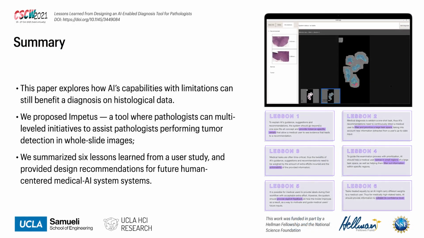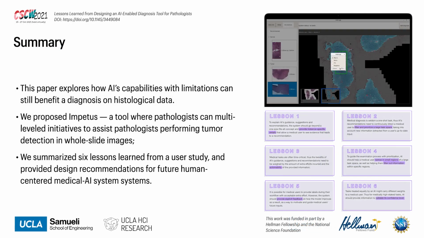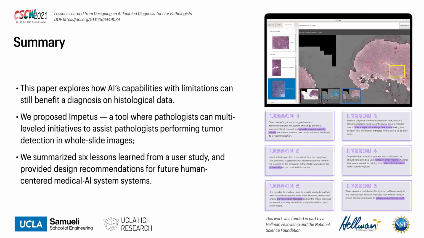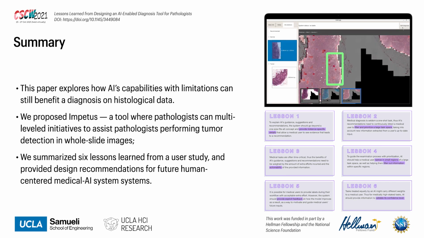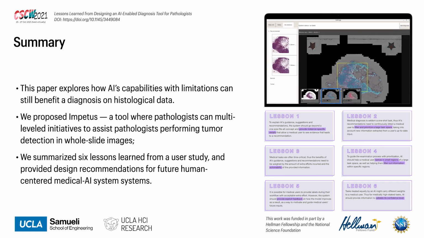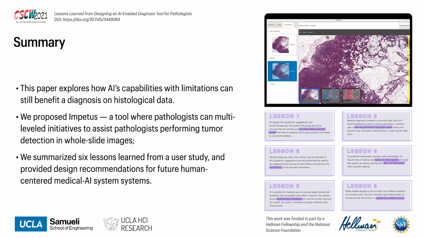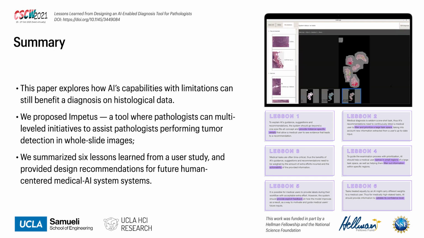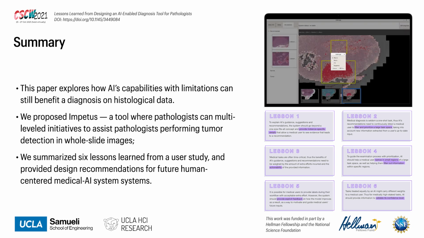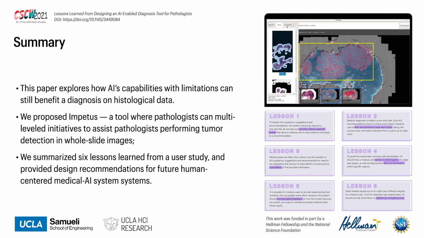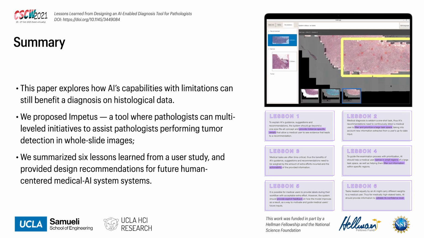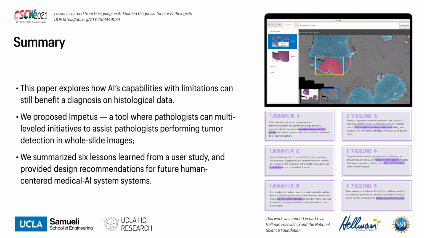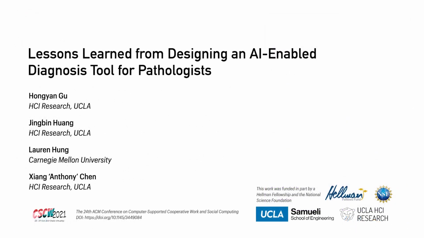In summary, this paper explores how an imperfect AI can still benefit a diagnosis process on histological data. We investigate this question through Impetus, a tool where an AI takes multi-level initiatives to assist pathologists performing tumor detection. We conducted work sessions with medical professionals and summarized 6 lessons learned. We also provide design recommendations to inform future work on human-centered medical AI systems. Check out our paper to learn more about our findings, lessons, and design recommendations.